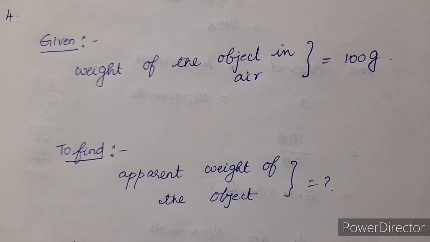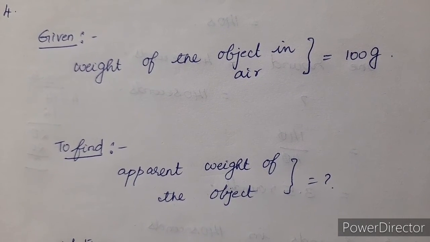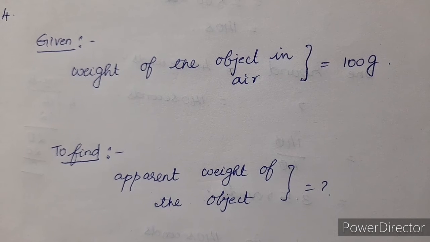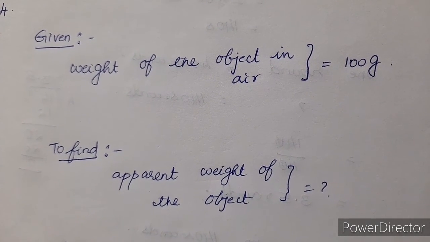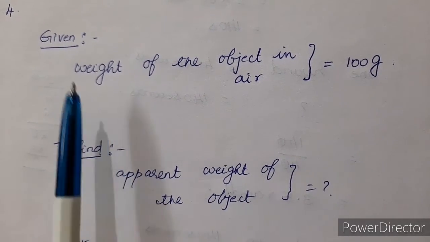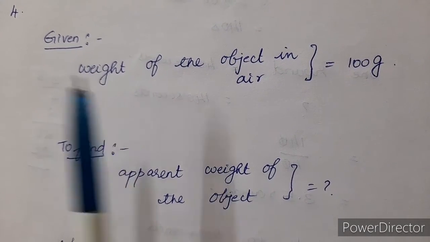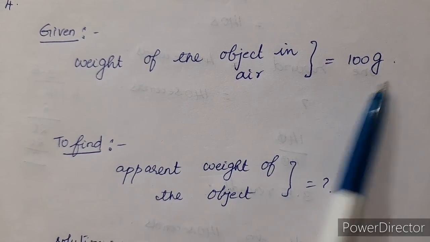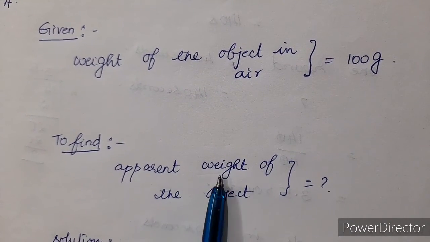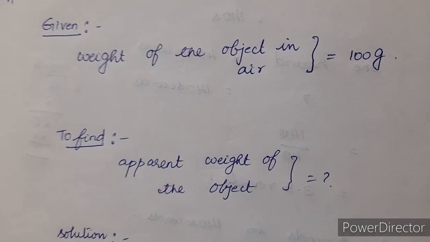Calculate the apparent weight of the wood floating on water if it weighs 100 grams in the air. This is the fourth question, right? So what is given in this question? The weight of the object in air is 100 grams. Now what we have to find out? We have to find out the apparent weight of the object.